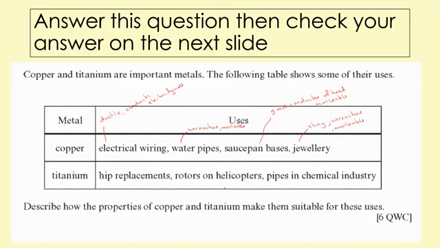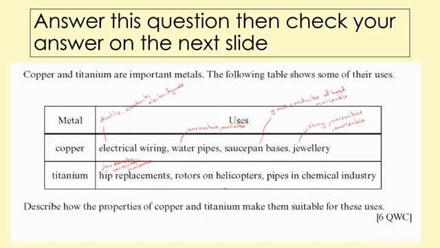Right, titanium, so hip replacements, we want that to be low density because we've got to lug it round all the time, and if it's high density, then it's going to take a lot of effort. We also want it to be unreactive because we don't want it to corrode while it's in our bodies, and we want it to be malleable so we can bend it into shape.